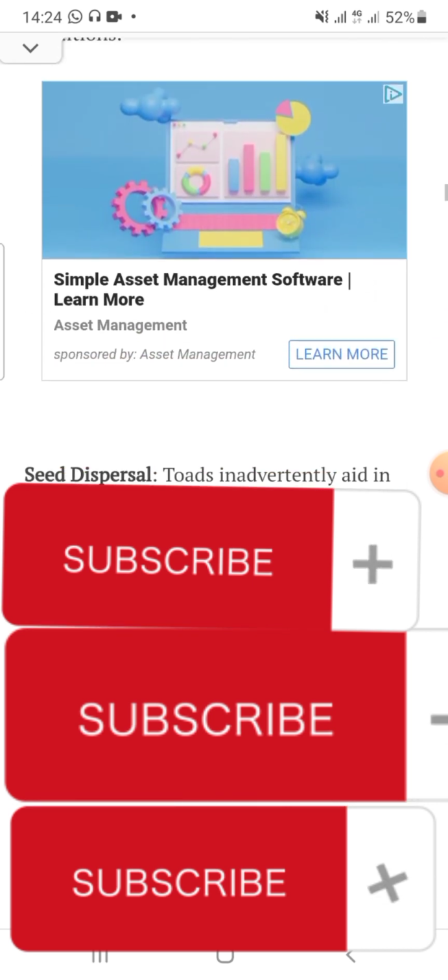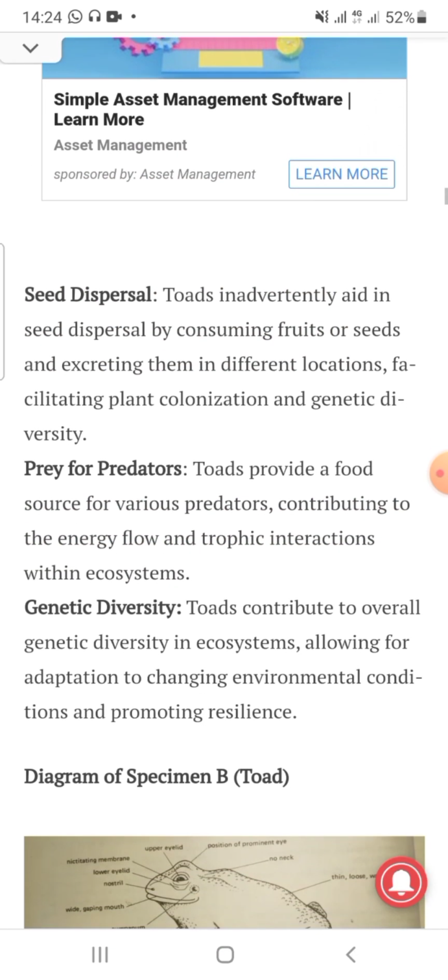Let's look at the seed dispersal. Toads inadvertently aid in seed dispersal by consuming fruits of seeds and excreting them in different locations, facilitating plant colonization and genetic diversity.